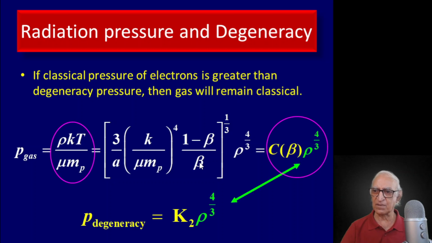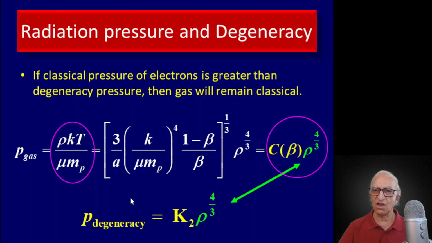The degeneracy pressure is a function of density only. So I have now cast the gas pressure in terms of density and beta. Degeneracy pressure is rho to the power 4 by 3. So this apple has now been cast as a modified orange, and this is an orange. So I can compare oranges and oranges because both involve only dependence on density.